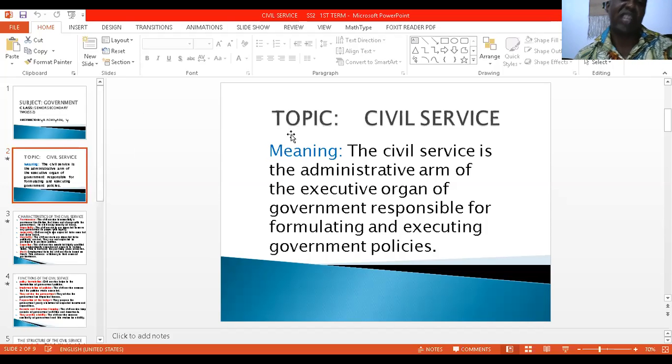It's part of the executive. Yeah, the civil service belongs to the executives. That's the administrative organ of the executive. They are responsible for what? They form policies, formulating policies, executing government policies. Some of the government policies made, they put it in practice. Yes, you know that they are part of the people implementing government policies.